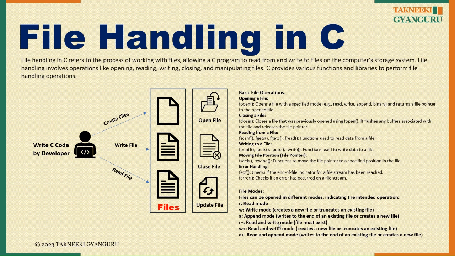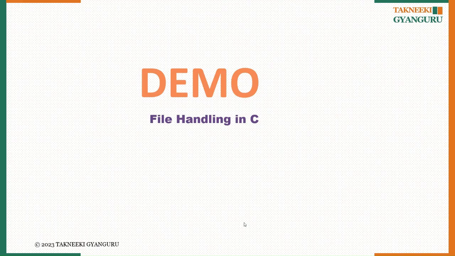r+ is read and write mode, w+ is read and write mode, right? The r+ is basically used if the file already exists. With w+, if the file does not exist, it will create a new file also. a+ is read and append mode: write to the end of the existing file or create a new file. So these are some of the basic file modes and operations when we do file handling in C. So let's go for the demo now.